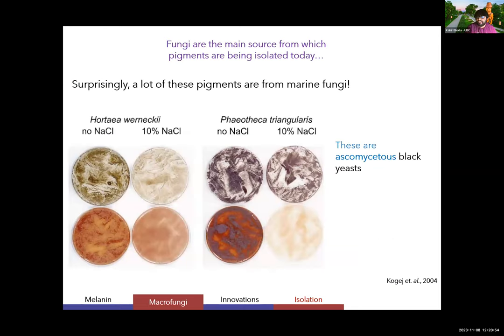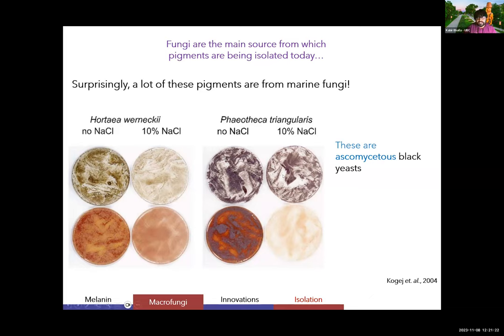I also recently discovered that fungi are the main source from which pigments are being isolated today. A lot of work is going into these filamentous fungi and trying out different methods to extract these pigments. And I was really surprised to find out that a lot of these pigments are actually coming from marine fungi, so fungi that grow in the ocean. And a lot of these pigments are melanin-like. They're not quite melanin, but they're melanin-like.